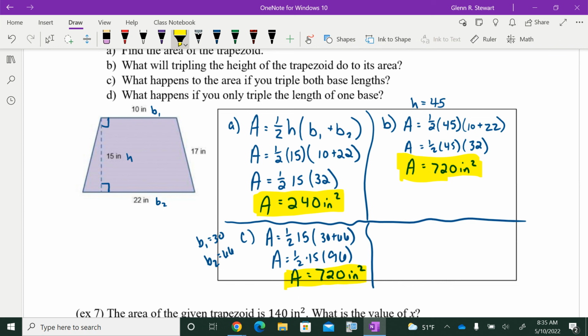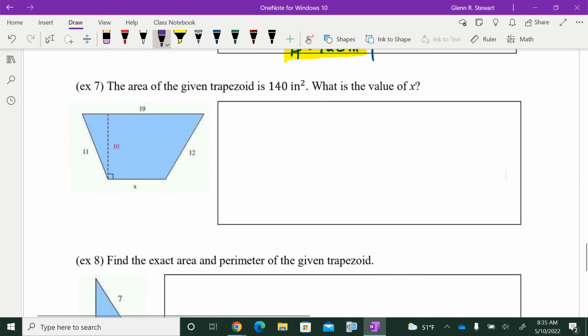All right, part C we're not going to do, or part D. What happens if you only triple the length of one base? It will not come out as triple. But we're not going to work on that one. I want to keep moving to example 7 and 8.